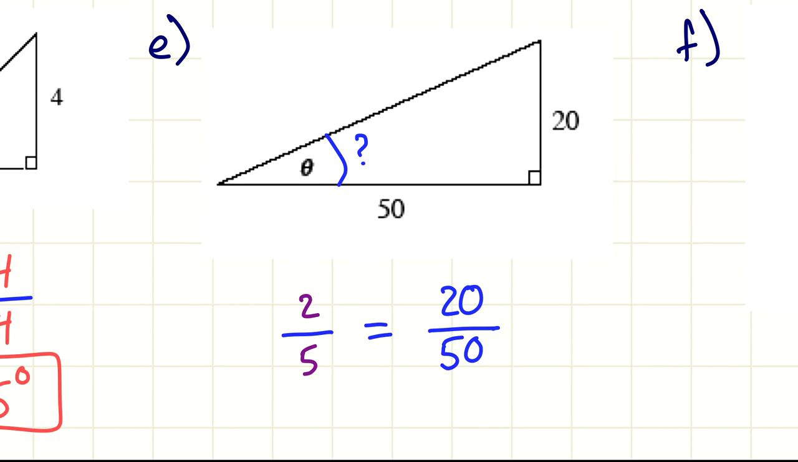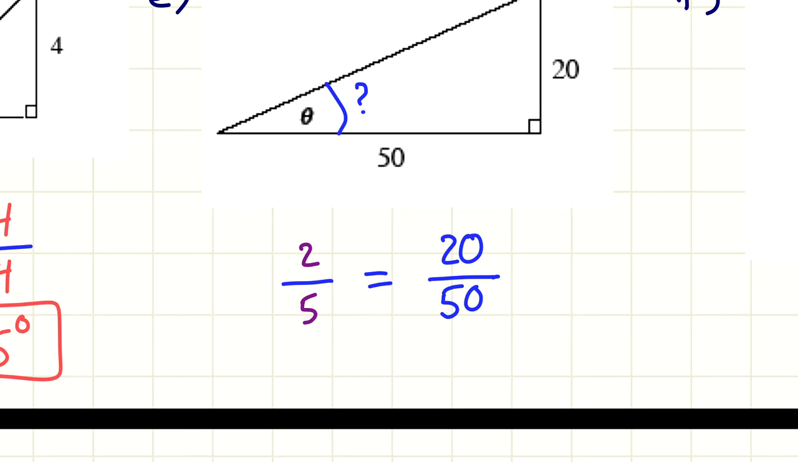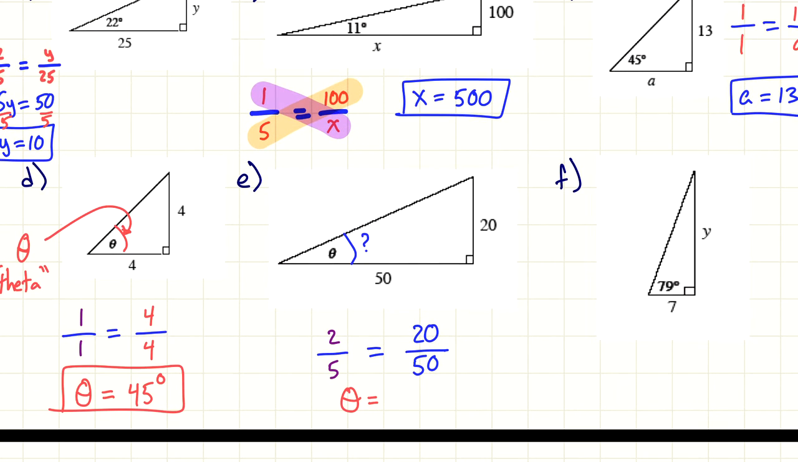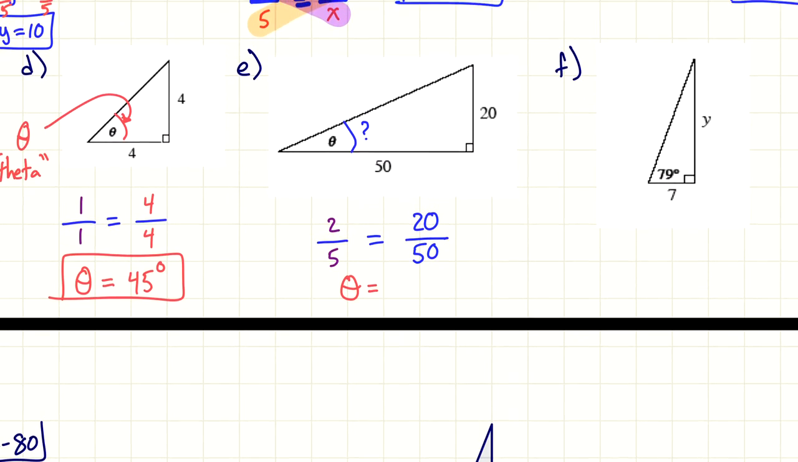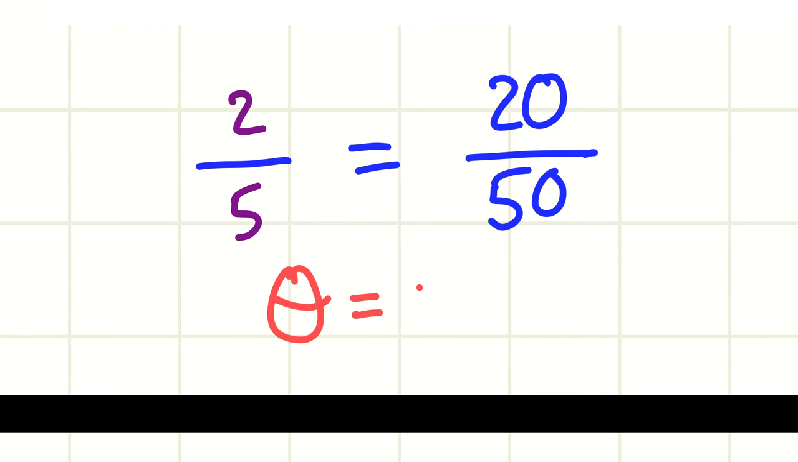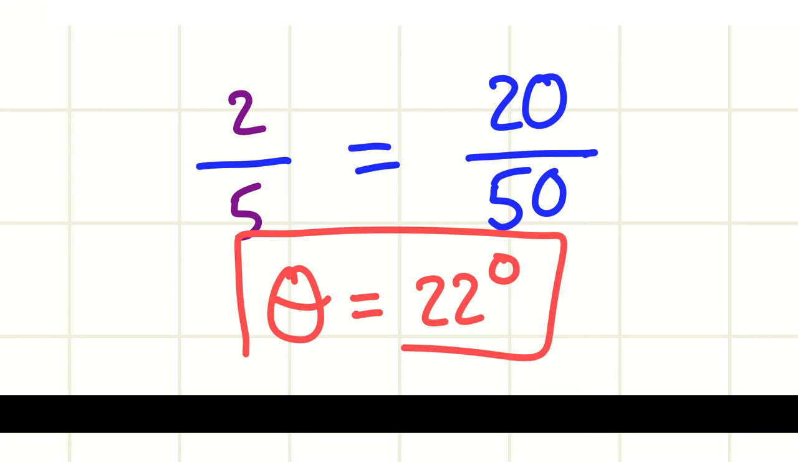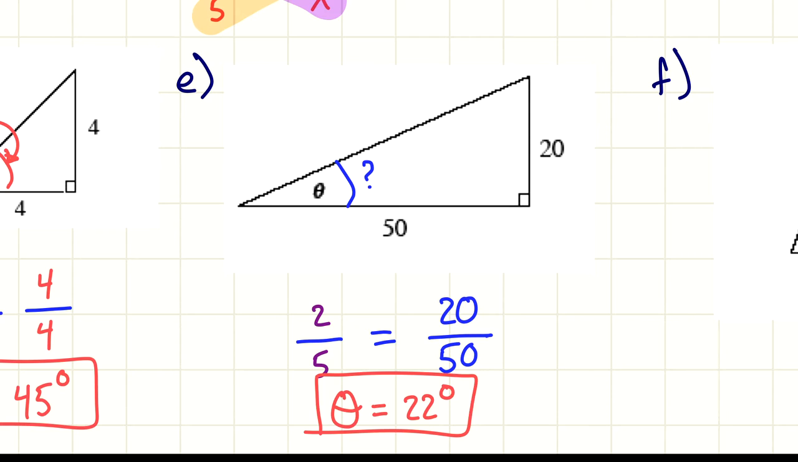And so then at this point, I would look up in my notes to say theta is equal to, and I believe this one was theta 2 over 5. So I'm just going to scroll up. So 2 over 5, which one was 2 over 5? All right, so here it is, 2 over 5, 22 degrees. So I'm going to write 22 degrees. All right, and that's it. All right, so that's that one.